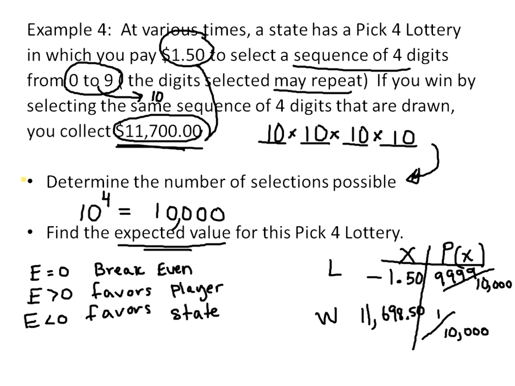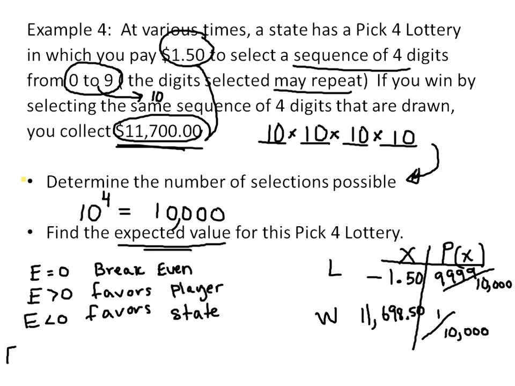All right, so we have to pay attention to what the expected value is going to be. Now, if the state has this Pick 4 lottery because it's trying to increase its revenue, then we would expect the expected value to be negative. If the expected value is not negative, then the state has to charge more than $1.50 to play this game. So if the state is using this to increase its revenues, then we would expect that our value for E would be negative. So let's see if that's the case.